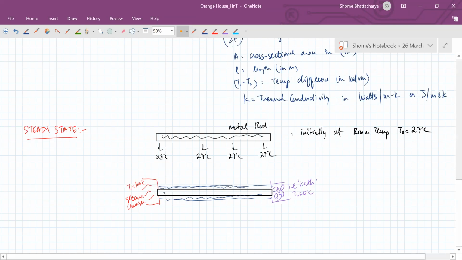Now we start observing the temperature at few different places, like the temperature at this point, temperature at this point, the temperature at this point, and the temperature at this point. So what we will observe is that from the initial state, where the temperature at all these points was equal to room temperature. Okay.